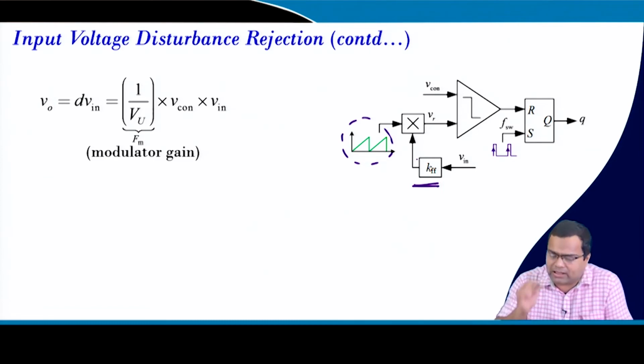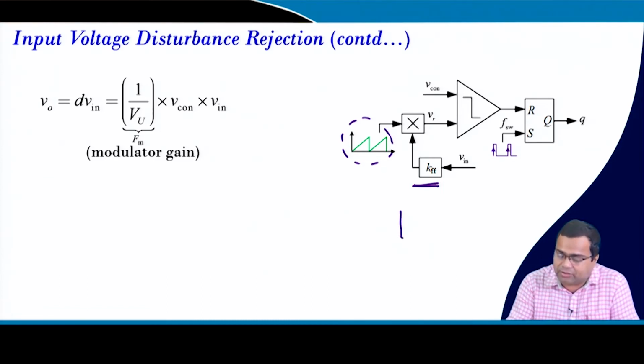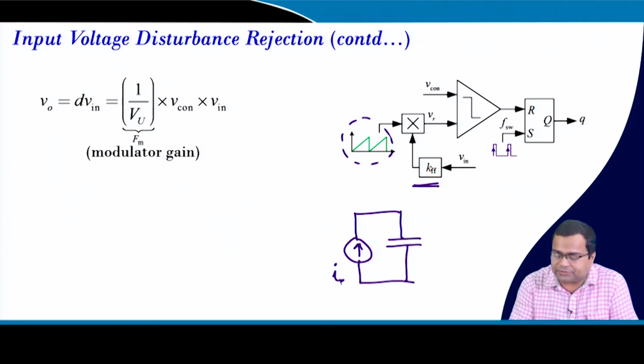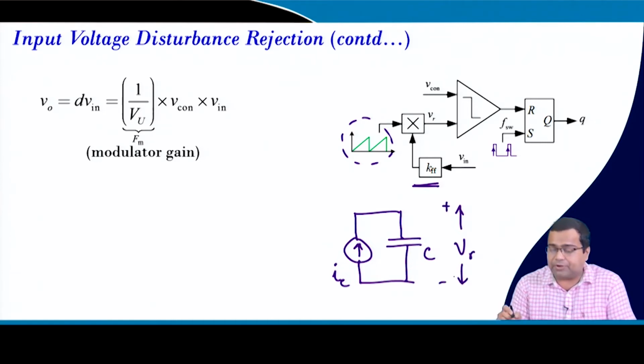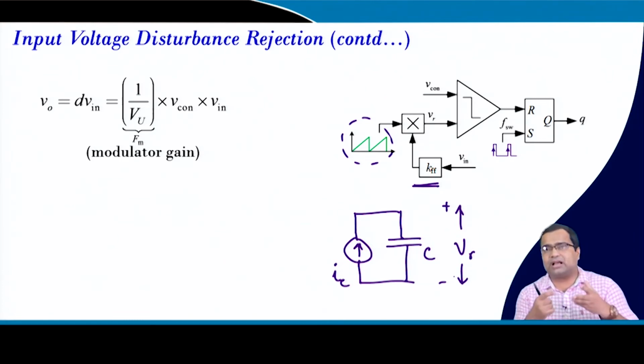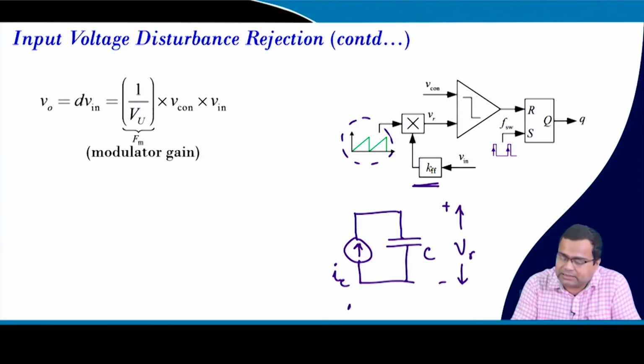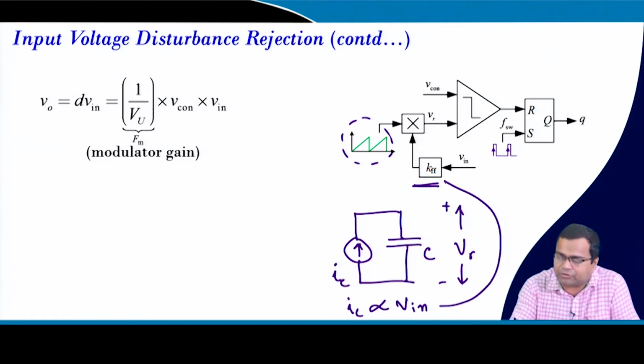One thing we have to keep in mind: in practical commercial ICs, generally we use a constant current source to charge the capacitor. This is my capacitor, and this voltage is nothing but the ramp voltage. If we use a constant current and charge the capacitor, it will charge linearly, and then we have to discharge. Now what I am doing in this process is making this constant current proportional to the input voltage, and that action is taken by this feed forward control.